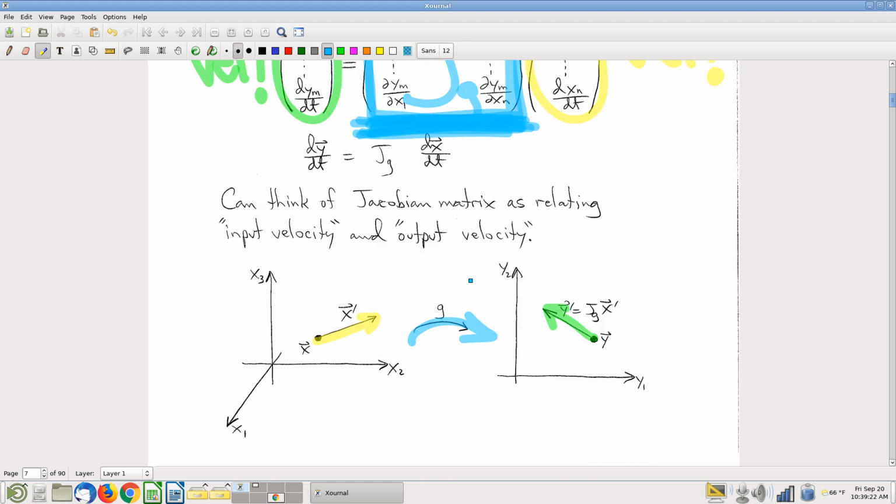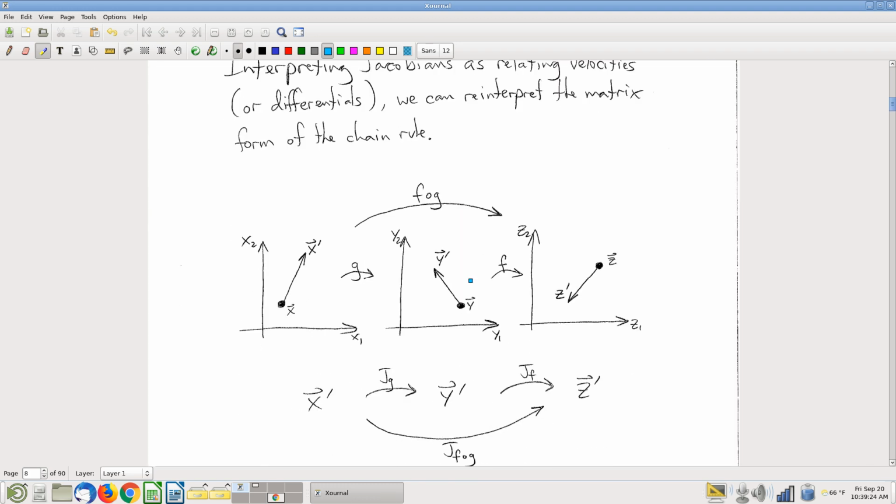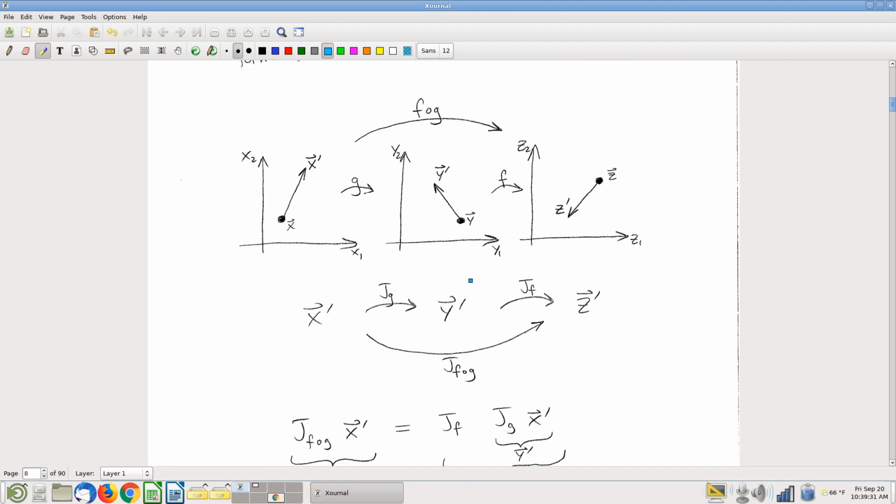Okay. And now let's reinterpret again, just another point of view. Let's think about a composition again. So yellow function, blue function. The yellow function being a function from the x's to the y's.